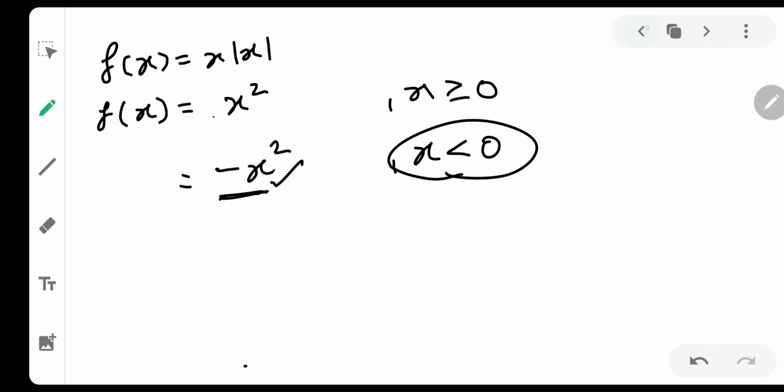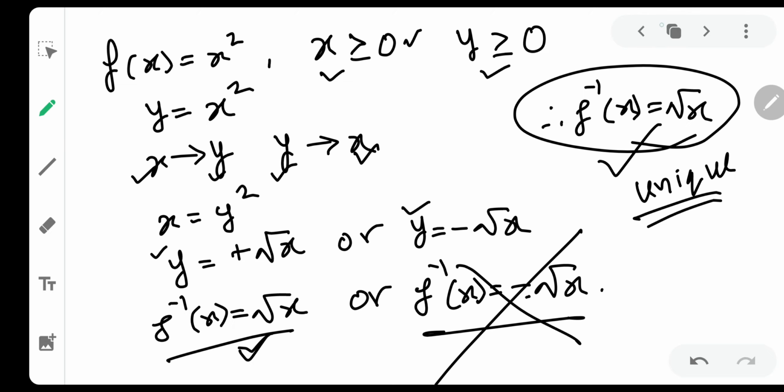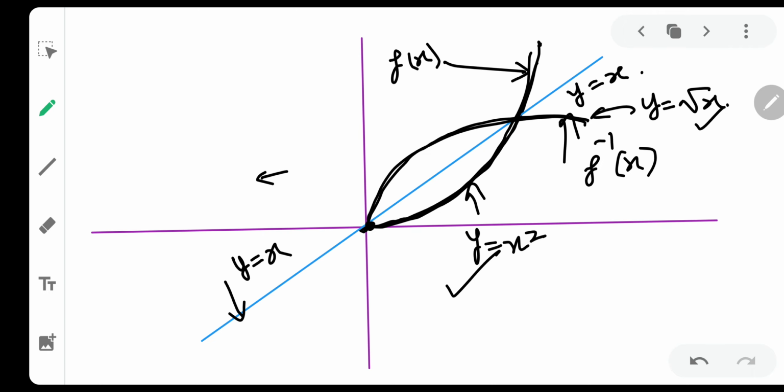I hope you liked this video and you understood this concept and the clarity of the chapter functions, which is called inverse functions, graphically.